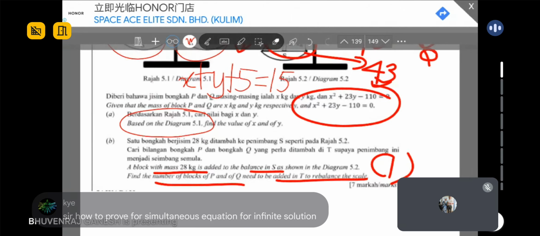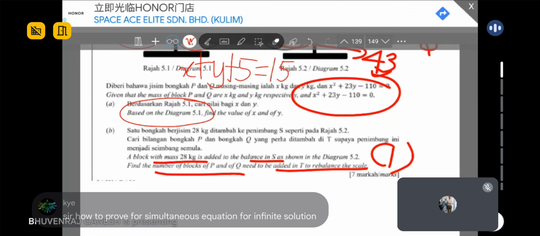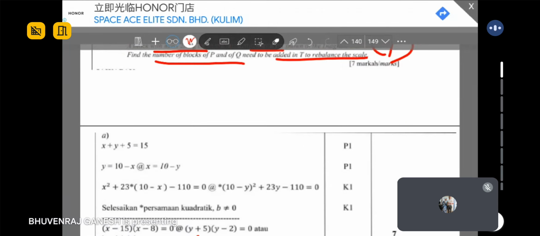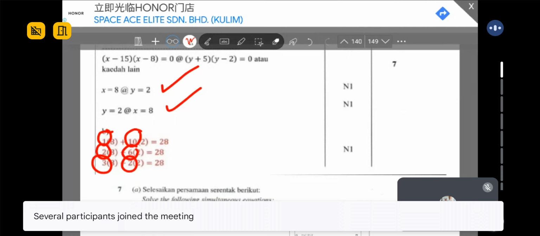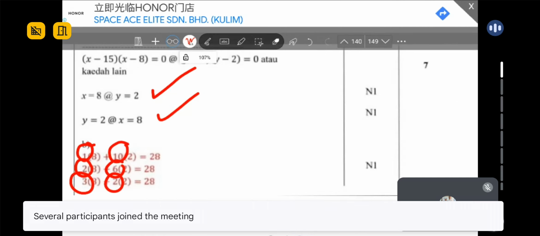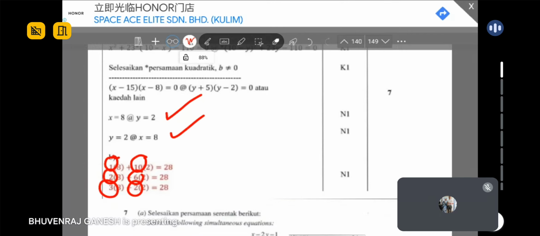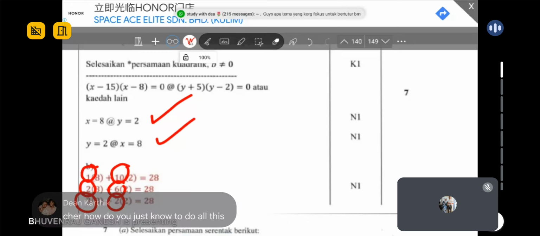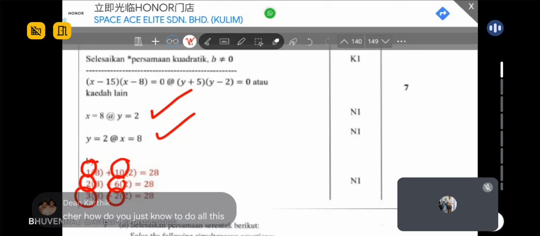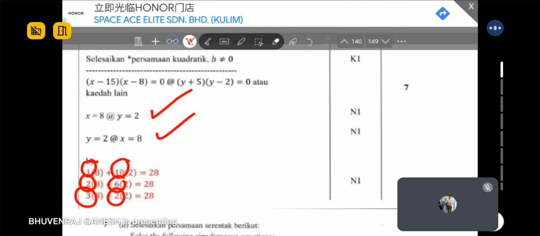Okay? So how to prove? I will come to that question. Saya akan datang guys. Ada soalan yang tu nanti. Alright? Okay? Do you all guys get it? How to get the number of block? So you can put any combination as long as one answer is enough already. Satu jawapan dah cukup.